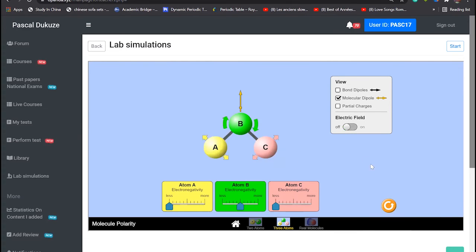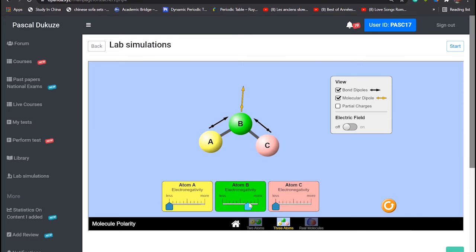Now let us reset and see what happens. We have B, which is more electronegative, with the molecular dipole here. You can rotate the molecule, you can rotate the atoms, you can do anything. And you can show the bond dipoles, okay? You can change the electronegativity value and see that as the electronegativity value of atom B decreases, the bond dipoles are also decreasing, and even the molecular dipole is also decreasing towards making the molecule neutral. Finally, it becomes neutral, okay?